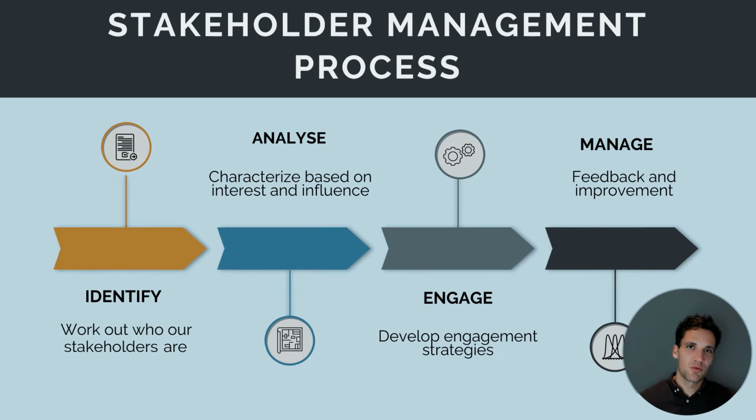Project stakeholder management occurs in 4 stages, and we're going to look at how ChatGPT plays a role in each of these stages. First is identifying our stakeholders, working out who they are. Second is analyzing our stakeholders, working out what their influence and interest in the project is. The next is engaging with our stakeholders and developing engagement strategies based on this analysis. And the final thing is during project execution, managing the relationship with these stakeholders, getting feedback and improving these processes.